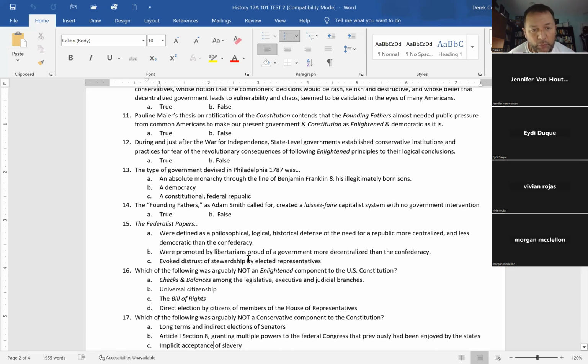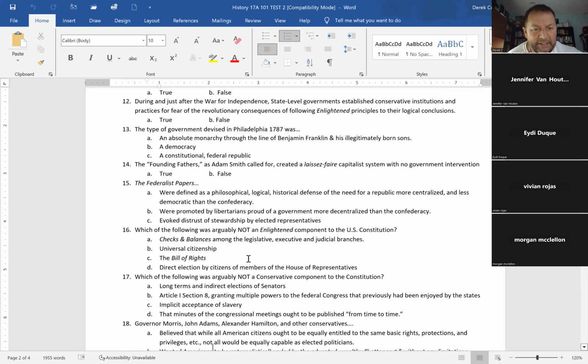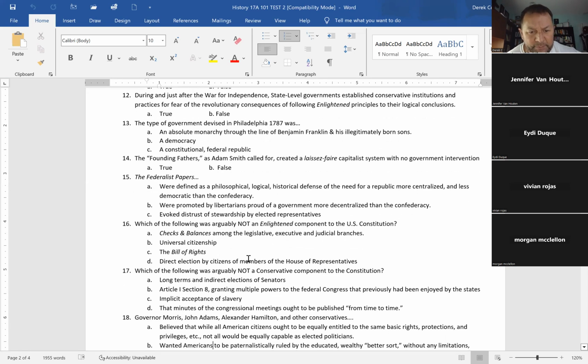The Federalist Papers were written by Hamilton and about 4 others. There are about 85, 87 little philosophical writings that try to convince people to accept this new, less democratic, more centralized federal republic that we have. All right. Enlightened components to the Constitution and conservative components to the Constitution. I might leave those 2 up to you.